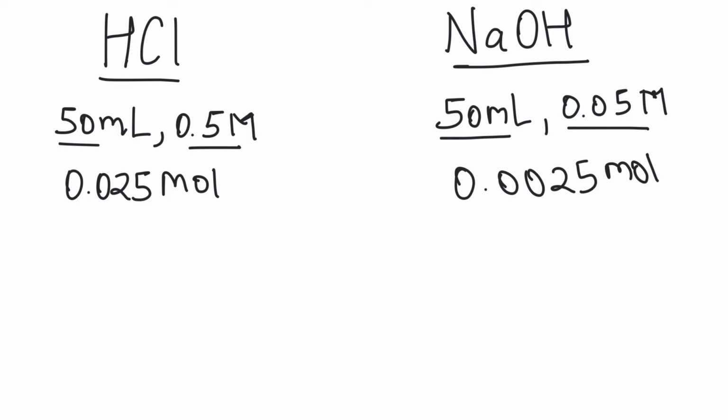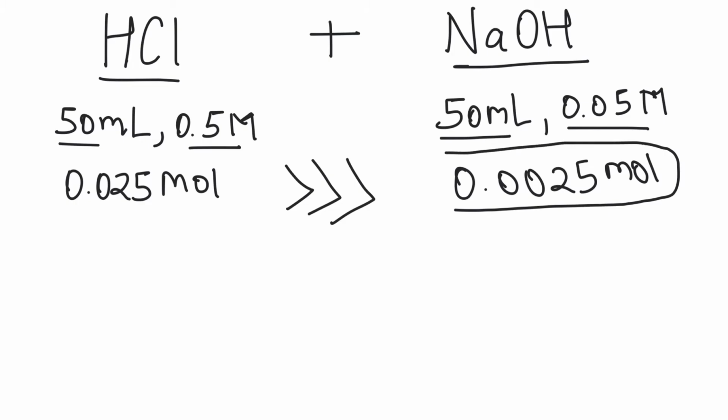Now, what do we do with this information? You will notice that compared to sodium hydroxide, I have a lot more hydrochloric acid. Okay? What does that mean? It means that when these two chemicals are mixed together, your sodium hydroxide is going to get used up pretty quickly. Okay? So this is my limiting reagent.